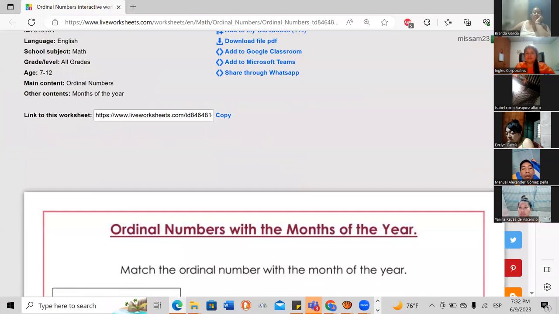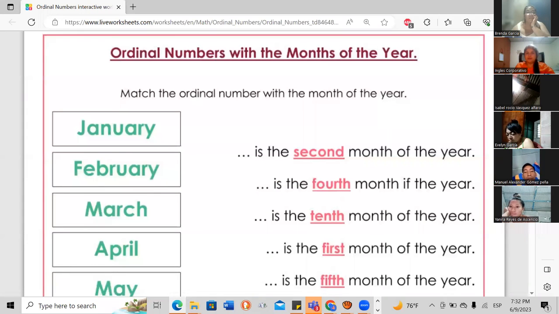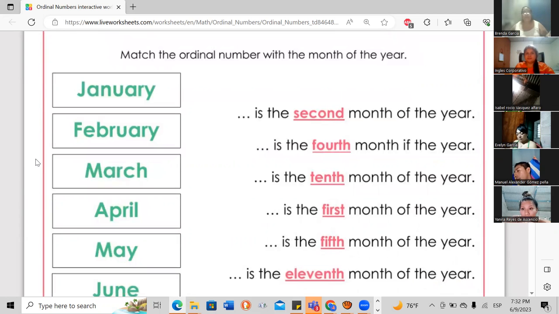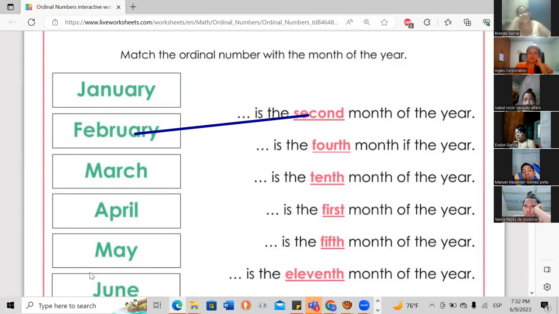Okay, we have another practice here with the ordinal numbers with the month of the year. Match the ordinal numbers with the month of the year. That will be, it says, is the second month of the year. Which one? February. Okay, very good. Is the fourth month of the year? April.